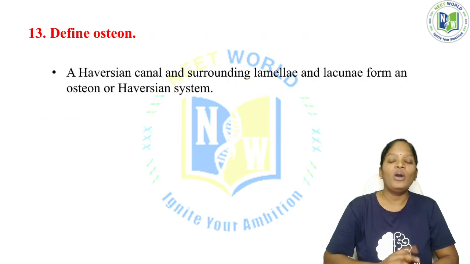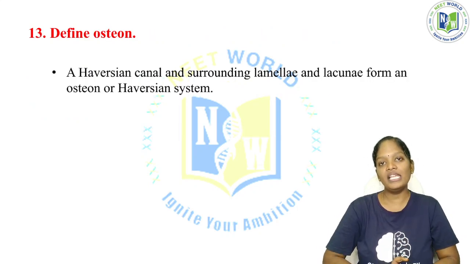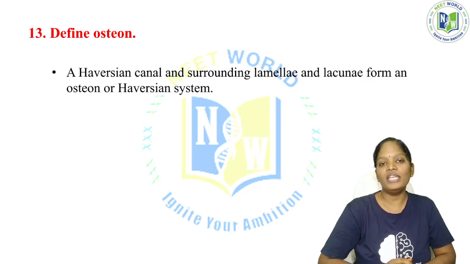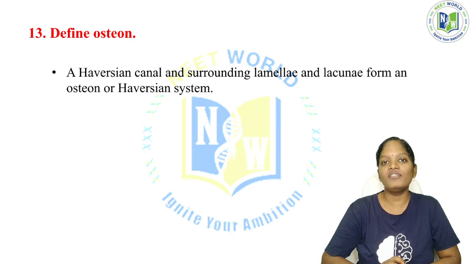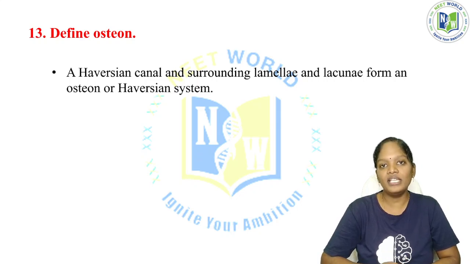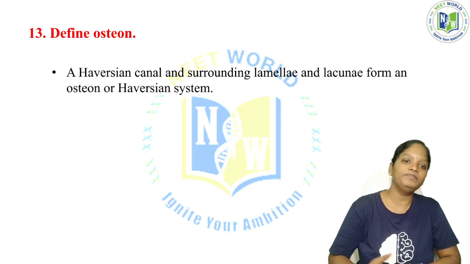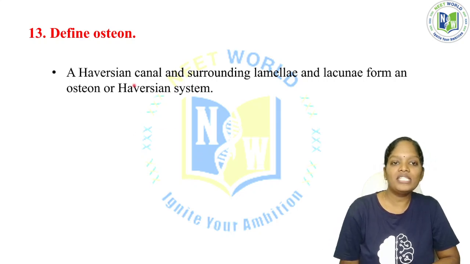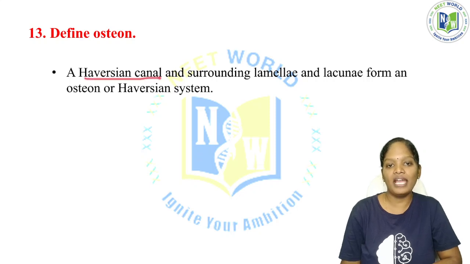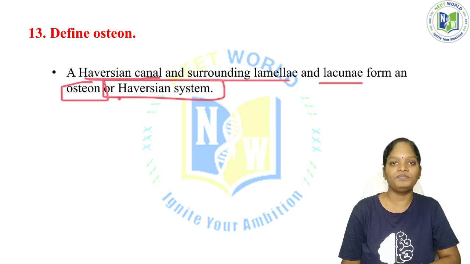Now, osteon. The cell present in the kidney is called a nephron. The nephron is the structural and functional unit of the kidney. The cell present in the liver is called a hepatic cell. And the unit present in the bone is called an osteon. The Haversian canal surrounded by lamellae and lacunae forms an osteon, or the Haversian system.